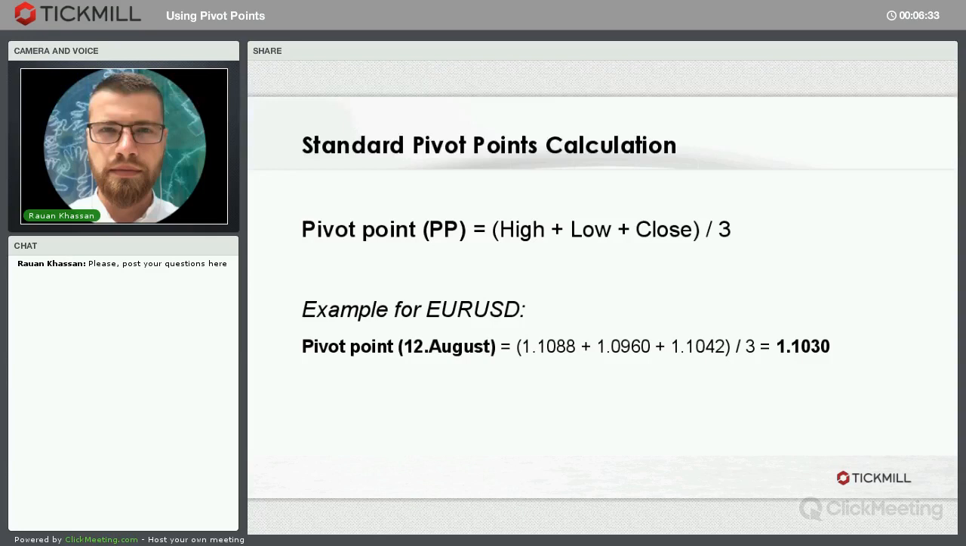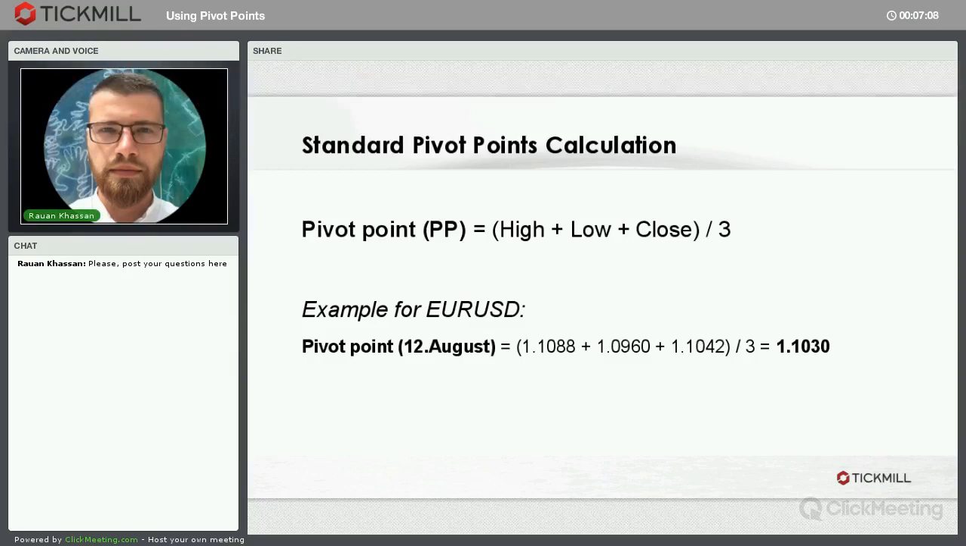So let's see step by step how the pivot points are calculated. The major point is the pivot point itself, which is produced from the highlighted formula. You sum up the high, low and close levels, and the given number you divide by 3.